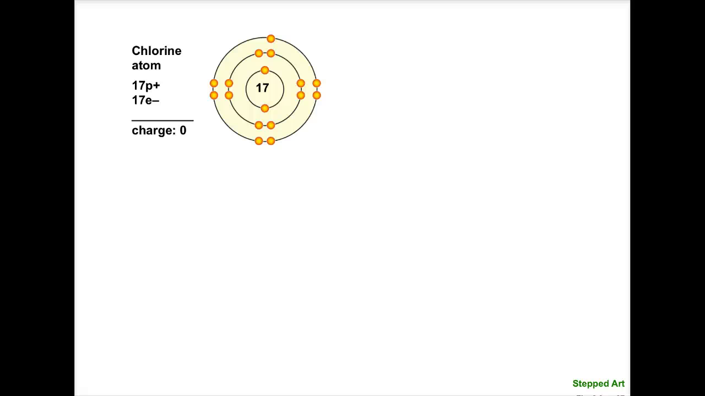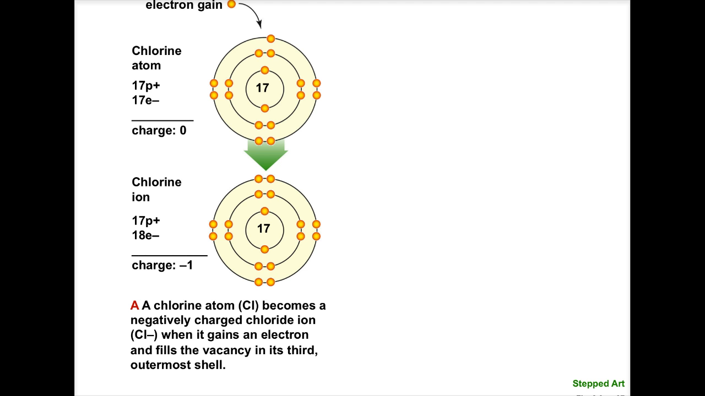Look at the chlorine atom. It has 17 protons and 17 electrons. So since it has equal numbers of positively and negatively charged subatomic particles, it is considered to be an atom and it has no charge. For the chlorine atom to be stable, it needs to gain one electron.